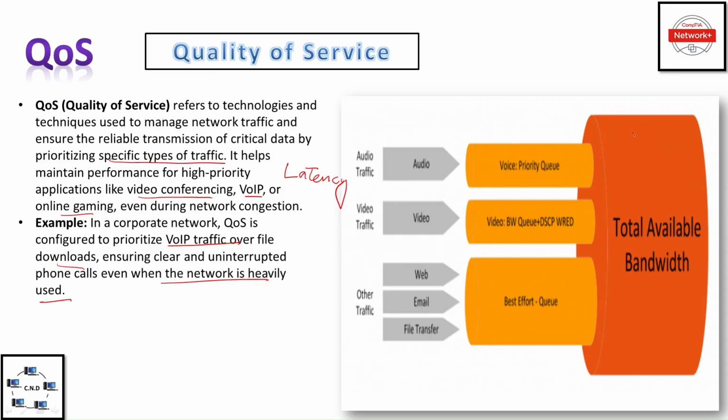Since the bandwidth is limited, you can, for example, give the audio a priority queue. Similarly, for video traffic, you can also reserve bandwidth and configure priorities. And for the other traffic, such as data transfer, email, and web, you can configure them as best effort without any particular priority.